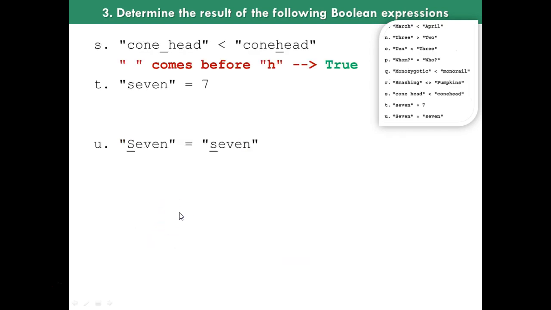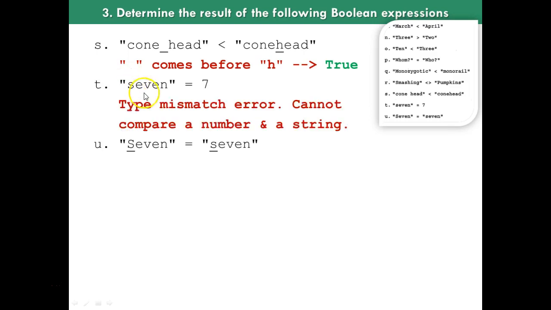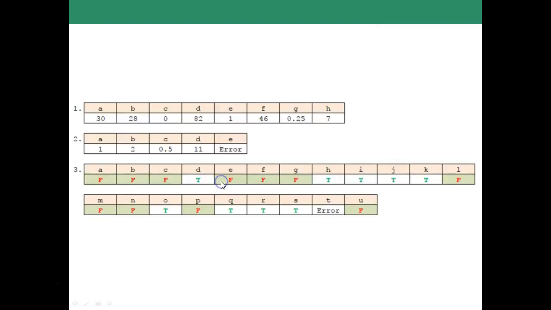Here we've got a few more oddities. In the first case, we're comparing space with a letter. Recall that space in the ASCII character set comes before everything else. So in this case, obviously, it is true. In the next case, we are comparing strings with a numeric value. That's a type mismatch error. You can't compare numbers and strings. And then finally, when we're comparing 7 with an uppercase with 7 with a lowercase, this is an easy comparison. They are not equal because uppercase and lowercase letters are not the same.